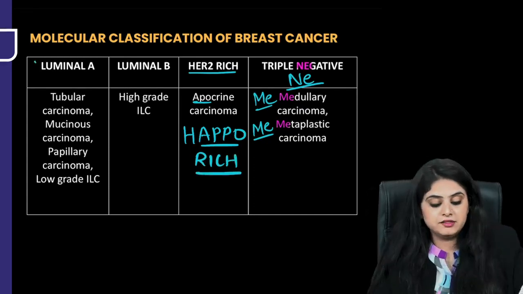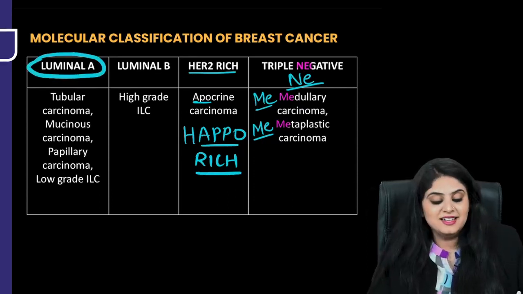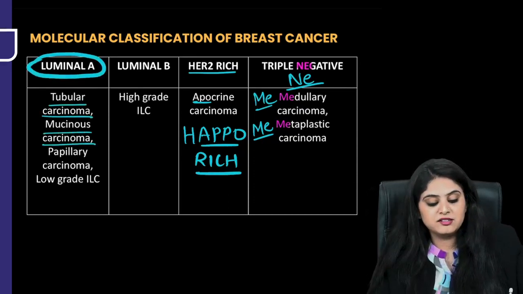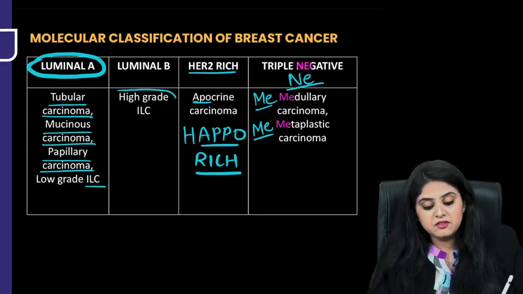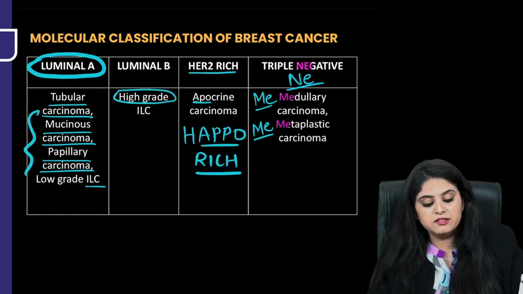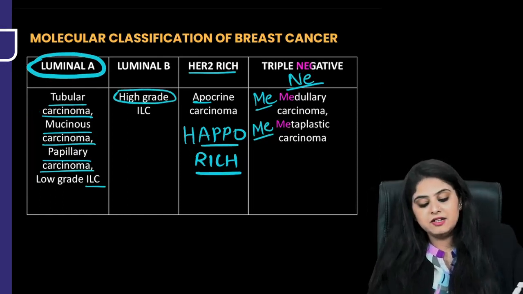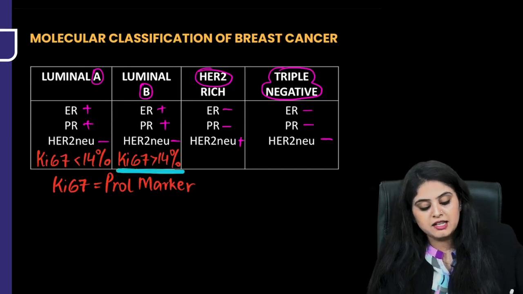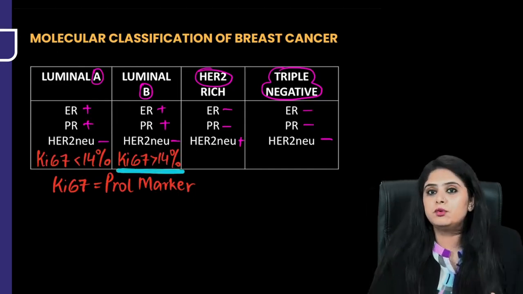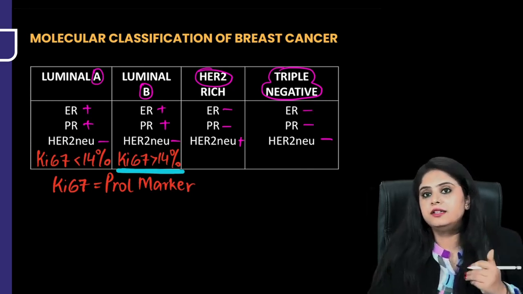Rest everything else, dustbin. Luminal A. Tubular carcinoma, mucinous carcinoma, papillary carcinoma, invasive lobular carcinoma, everything comes under luminal A. Only if I add the word high grade in front of any of these, that will come under luminal B. Why? Because I just told you luminal B has a higher proliferation marker, more than 14%. So all high grade things will come here.